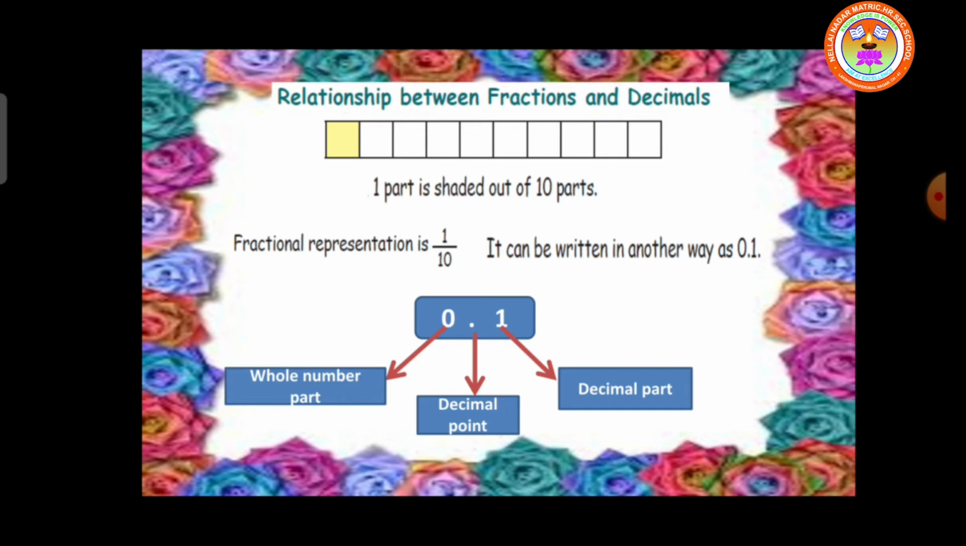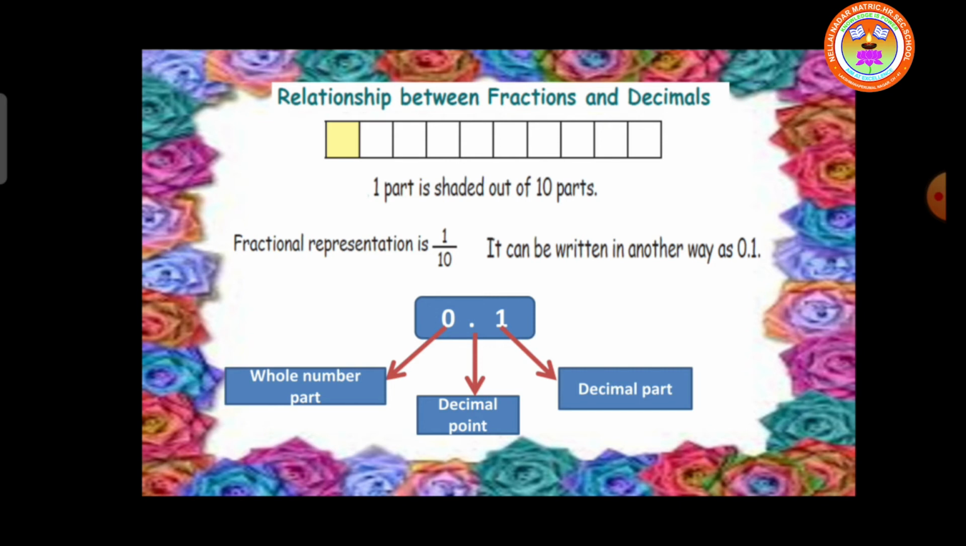See, here there are 10 parts. Out of the 10 parts, one part is shaded. So what will be the fraction, students? Is it 1 by 10? How do we have to write this fraction as a decimal? This 1 by 10 can be written in another way, that is in a decimal way, as 0.1. See this diagram which is given here.